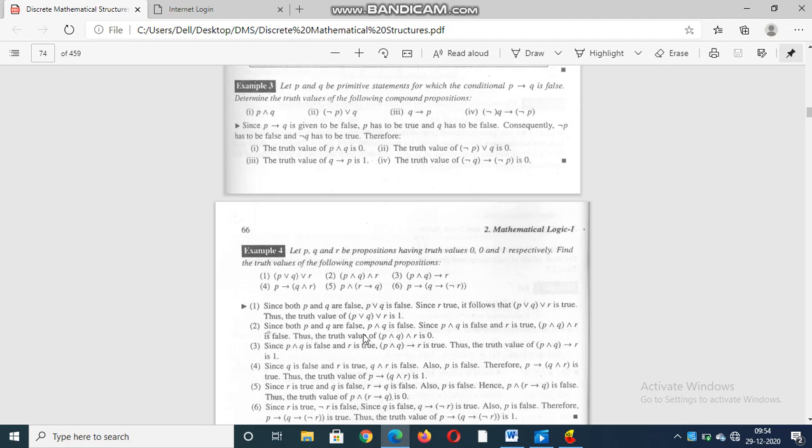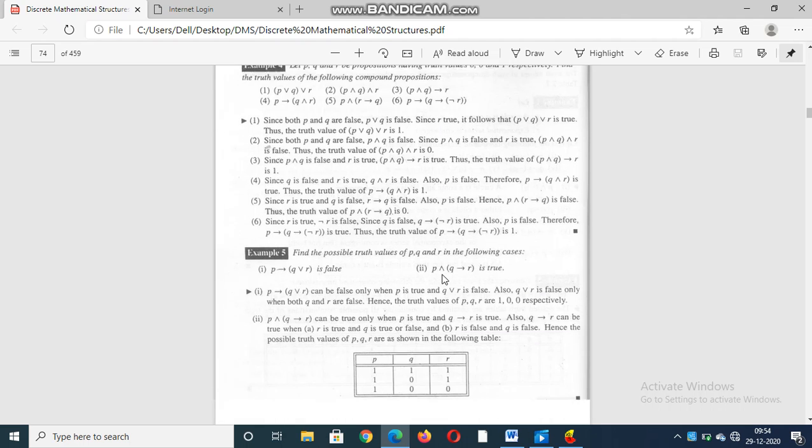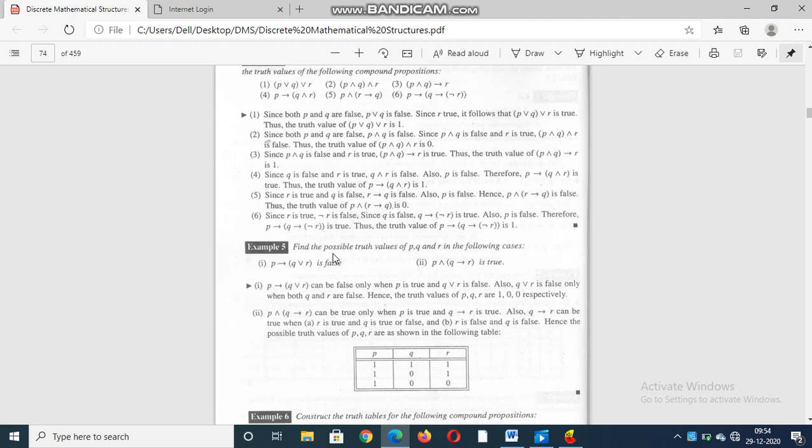So like that you have to solve the problems. Okay. Find the possible truth values of P, Q and R in the following cases. This one you have to solve: P implies whole Q disjunction R is false. Second is P conjunction Q implies R is true. So you have to solve this problem.